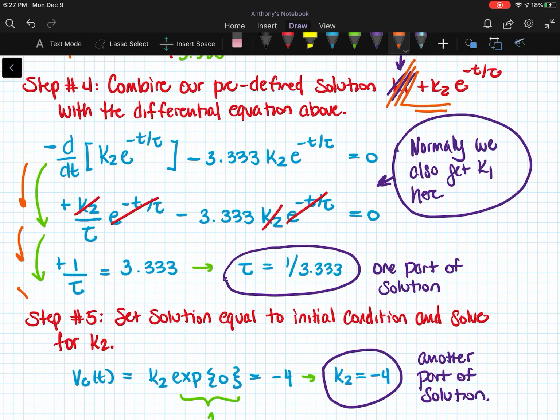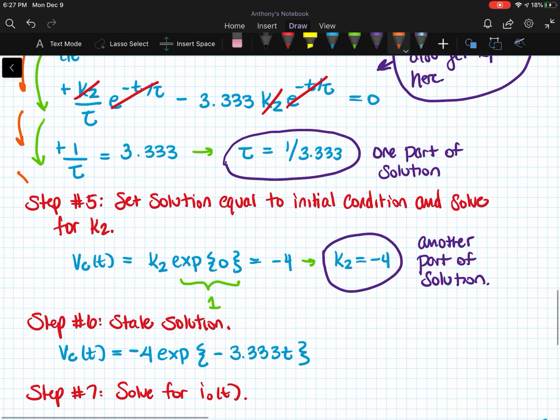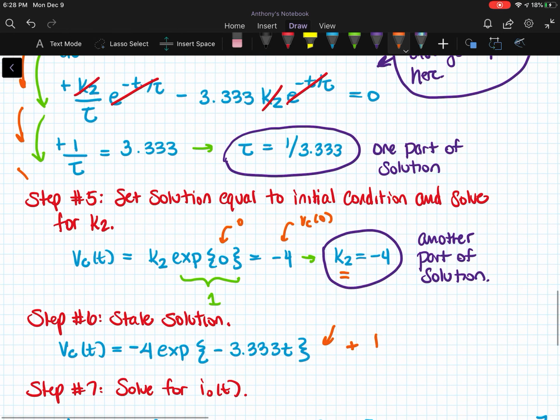We're going to use our initial condition in order to solve for K2. So K2 e to the negative t over tau, substituting in a 0 here, gives us the value of Vc at t equals 0, which is negative 4, and then K2 equals negative 4. So the solution for Vc is negative 4 e to the negative 3.333 t plus a K1 value which is equal to 0, which we don't care about.